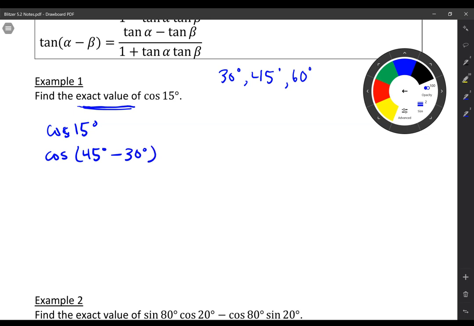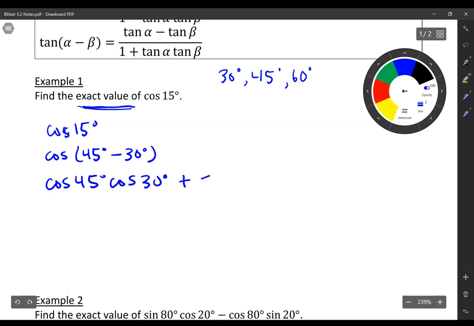So then if I'm going to use that formula, remember with cosine, when it's minus, it's a plus, and we have cosines first and then sine second. So it's going to be cosine 45 degrees, cosine 30 degrees, and then plus, and then sine 45 degrees, sine 30 degrees. So all I'm doing is using that formula above for the cosine of the difference of two angles. And now I'm going to have to draw some triangles.